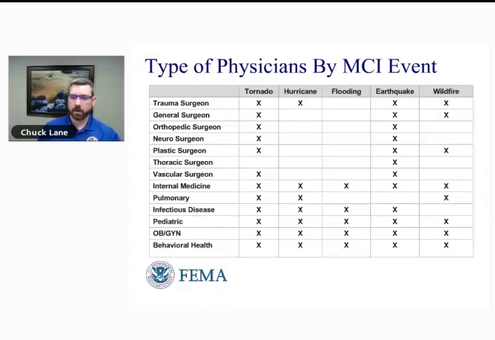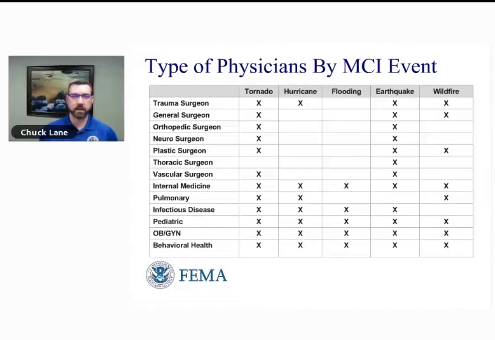Now, with physicians, we're building on this, right? We've talked about the types of injuries by disaster. We've talked about types of surgeries we may see. Now we've got a list of all the different surgeons we may need, as well as some of the other physicians: pulmonary, infectious disease, pediatrics, OBGYN, behavioral health practitioners. You'll notice that pediatric, OBGYN, and behavioral health are needed across the spectrum, as well as internal medicine.